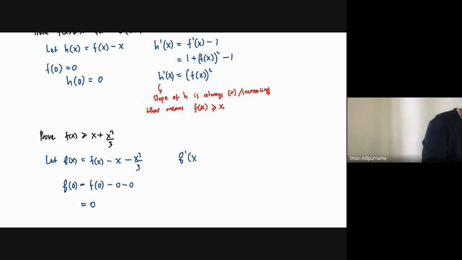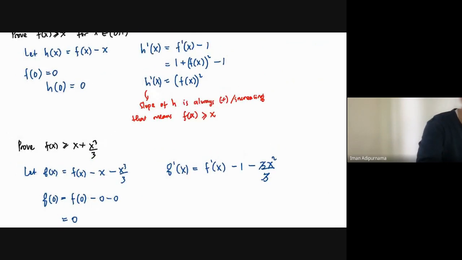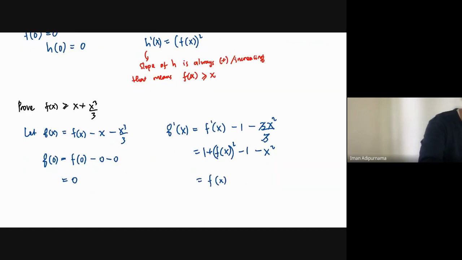And we check the g prime. This is f prime of x minus 1 minus 3x squared over 3, or minus x squared. And the f prime we can change to f(x) squared plus 1, minus 1 minus x squared, so this simply becomes f(x) squared minus x squared. That will be the g prime.